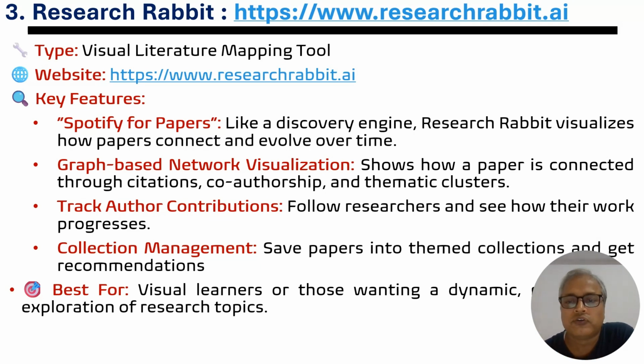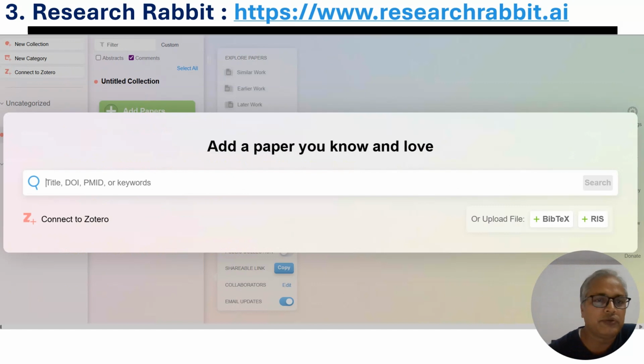Track authors' contribution, follow researchers, and see how their works progress. And collection management. So you have two options. Once you log in there, either you can search certain key questions, certain things, do searches, or you can upload 2-3 papers, and then you can see the magic. So you can search paper titles. You can search on the DOI, you can submit PubMed or keyword based.